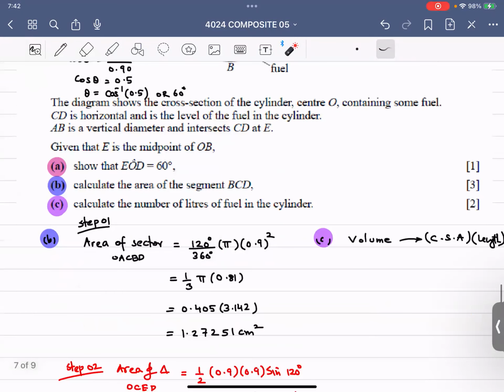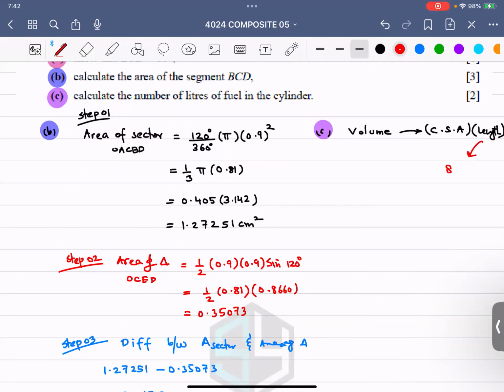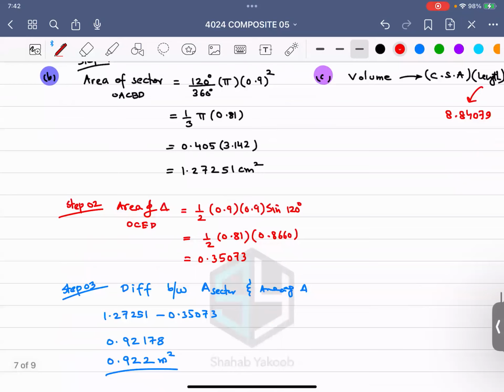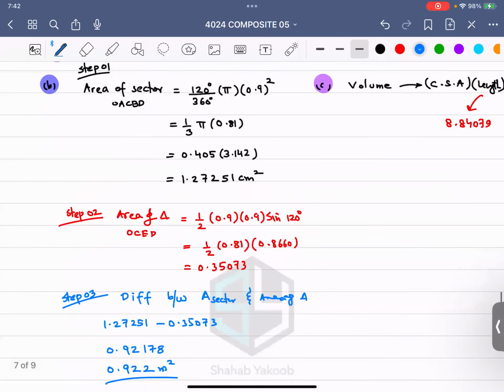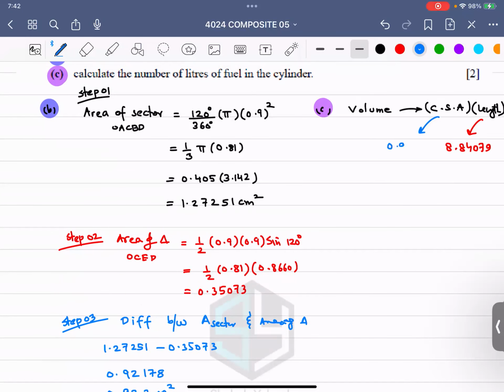So length is 8.84079. Cross-sectional area, let's also use the unrounded value, 0.92178. So let's multiply these two. Multiplying it with 8.84079, that comes out to be 8.149. This is meter cube.